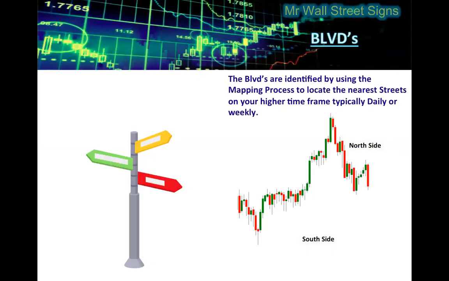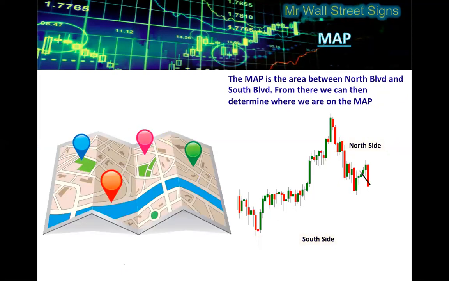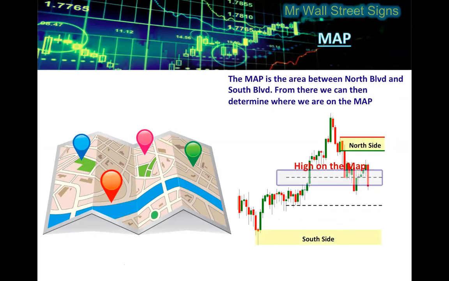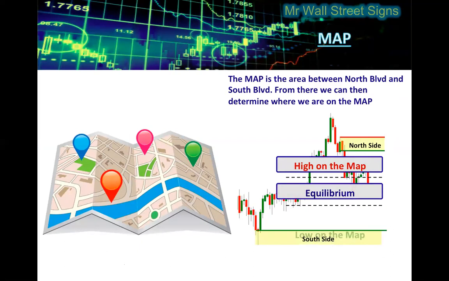So, boulevards are just our higher time frame streets. And all we're doing is trying to look for North Boulevard and South Boulevard to identify where we are on the map. Now, what's the map? The map is the areas between North Boulevard and South Boulevard, and this includes North Boulevard, and it also includes South Boulevard. From there, using the Fibonacci tool, we can determine whether we're high on the map, low on the map, or in the middle of the map. Give me a 7 if you follow me.